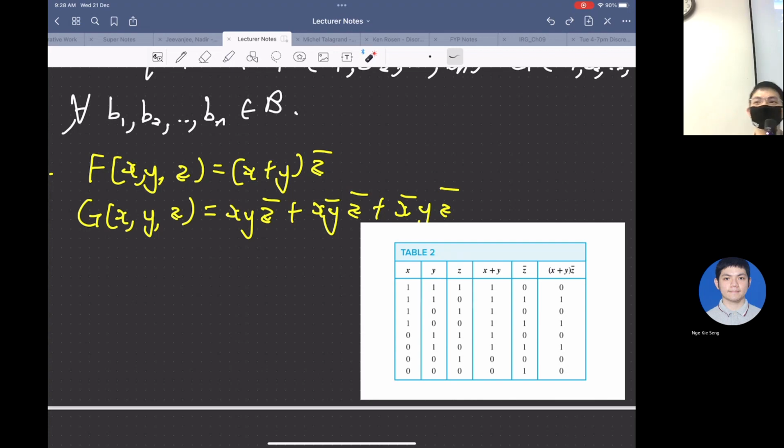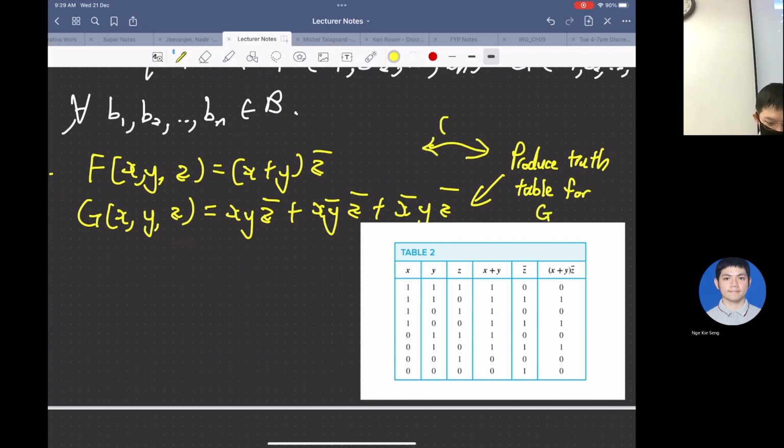Any question for this? I see one blocking here. Okay, so you should produce the truth table of G, okay, and then compare the two.